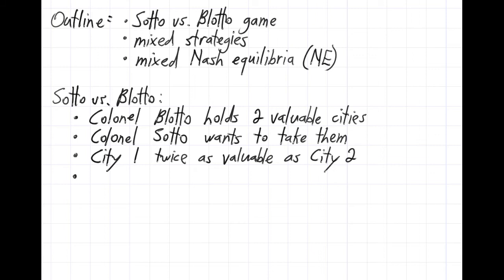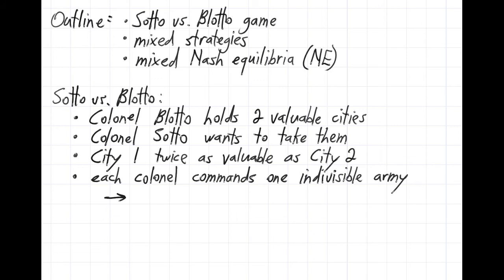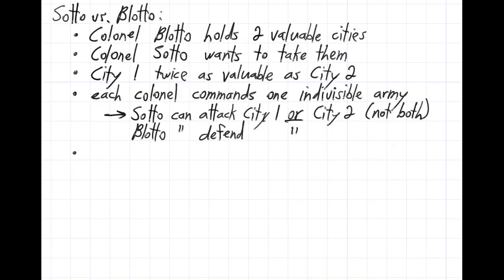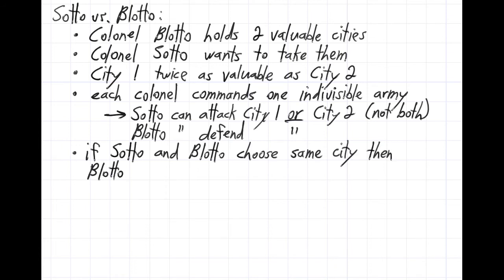Now, Sotto is planning an attack and Blotto is planning to defend. The trouble here, the twist, is that each of these colonels commands one indivisible military unit, let's say an army. So that means that Sotto can attack City 1 or City 2, but not both. And likewise, Blotto can defend City 1 or City 2, but not both. Now let's also say that if Sotto and Blotto choose the same city, then Blotto can successfully defend it. So that means that there's no change to who owns what or controls what.